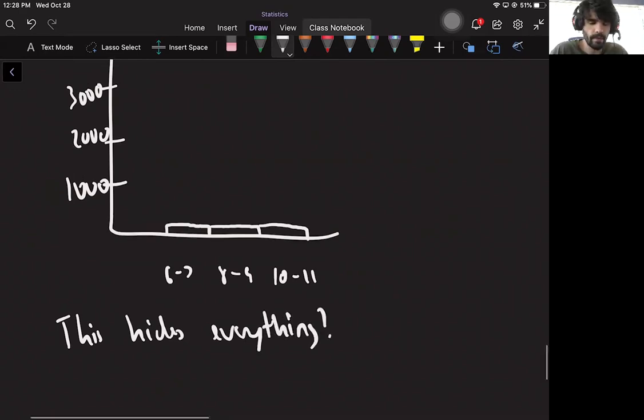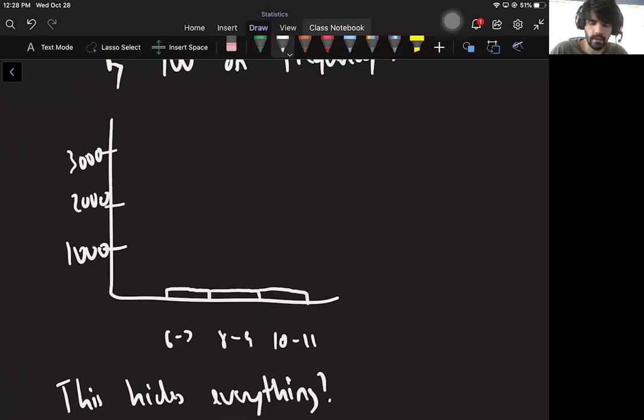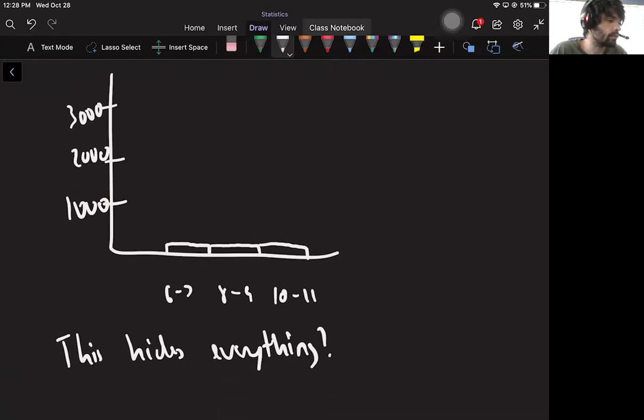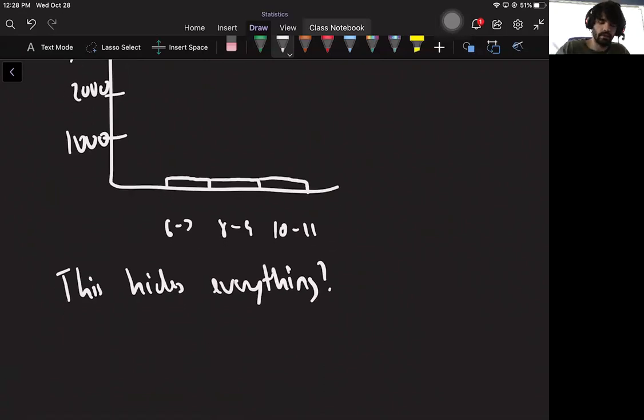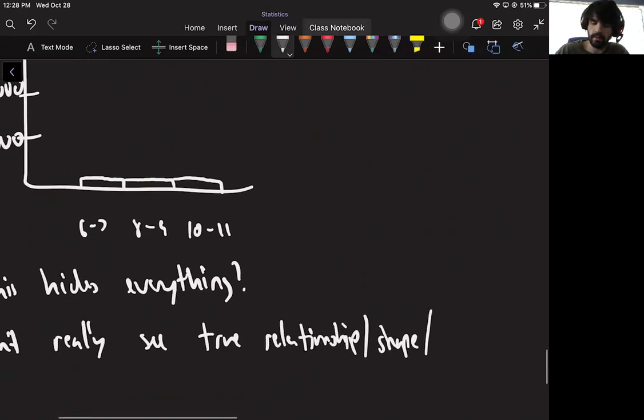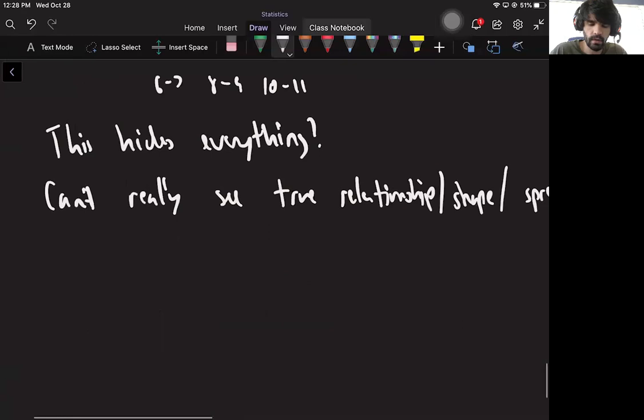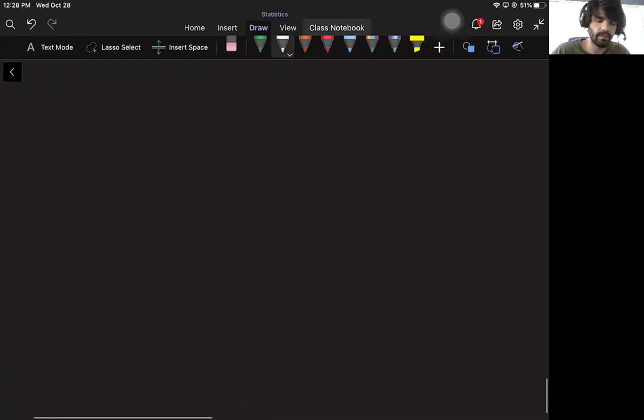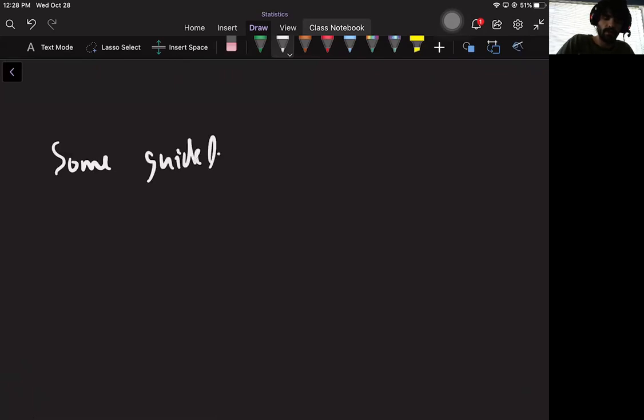Similarly, if you make your tick marks too small, then things will look giant, even though they're not that different. So you can't really see the true relationship, or the shape, or the spread. Okay, so that's a bad histogram. I'll give you some histogram guidelines, but there are no perfect rules, unfortunately, which is why people can make such different histograms for the same data.